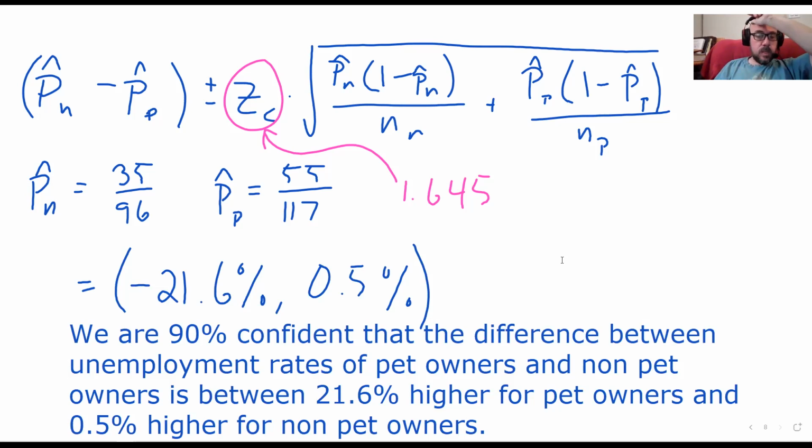There we go. So there's my conclusion, right? That's what this says. Since we did N minus P, when we get a negative number, that means P was bigger. When we get a positive number, that means N was bigger. So our estimates for the difference in population unemployment rate among non-pet owners minus pet owners is between 21.6% and 5%, where 21.6% is when pet owners' unemployment rate is higher, and then the 5% is when non-pet owners' unemployment rate is higher.